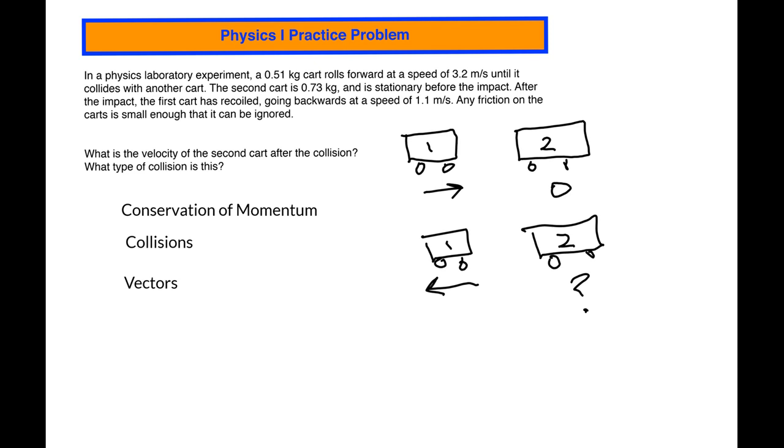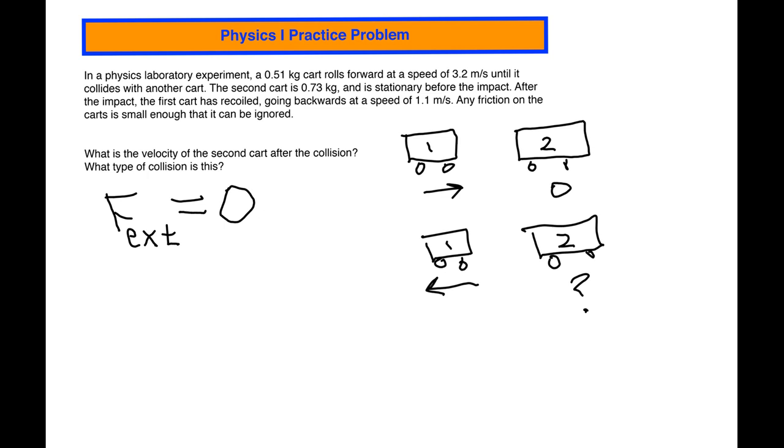Because we're told that any friction on the carts is small enough that it can be ignored in this last sentence, this tells us that momentum is conserved. That means that the initial momentum of the system of two carts is the same as the final momentum of the system of two carts. That's because there are no external forces on this system.